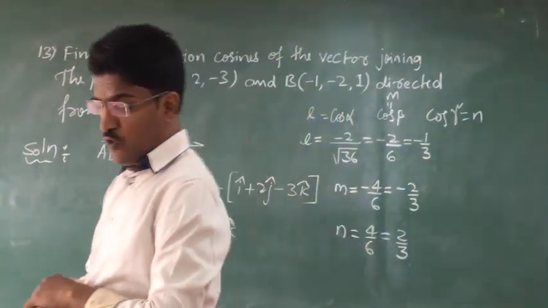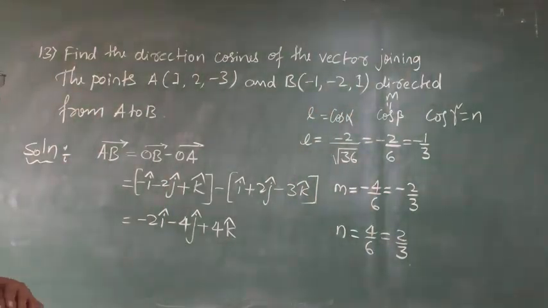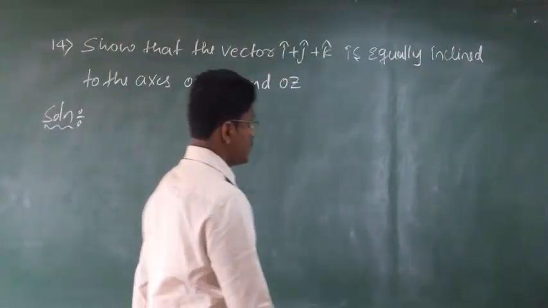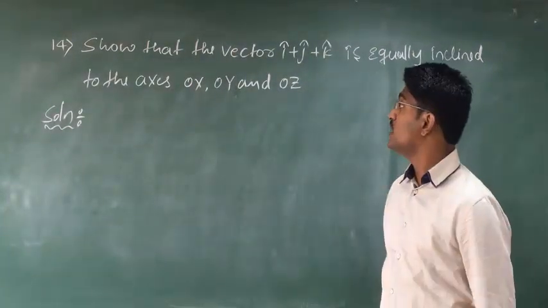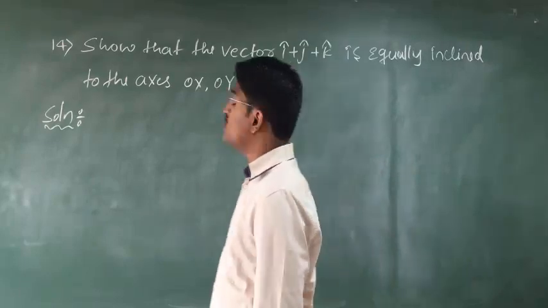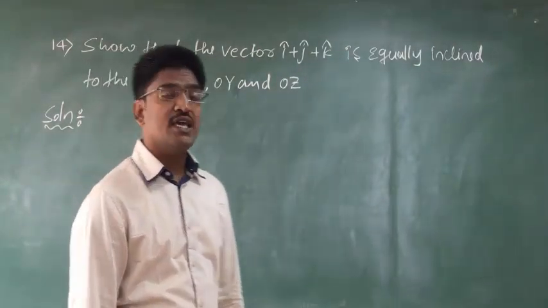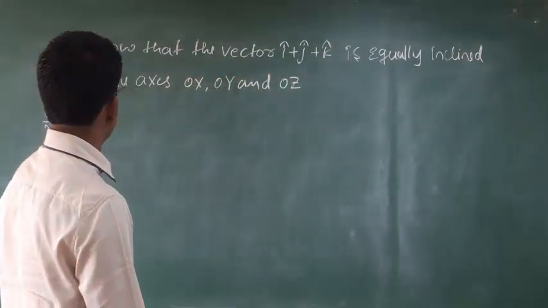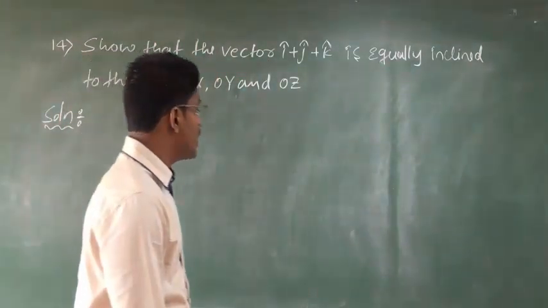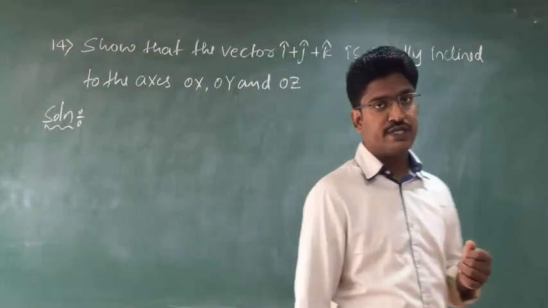So now let us move to question number 14. Okay students, so let us solve the 14th question, that is show that the vector i cap plus j cap plus k cap is equally inclined to the axes OX, OY and OZ.